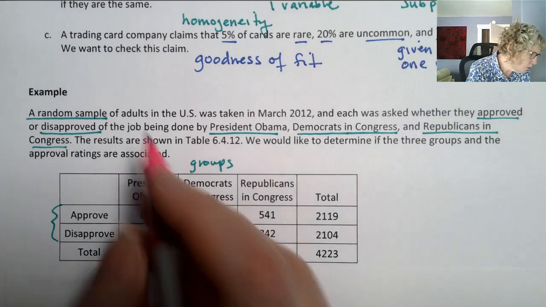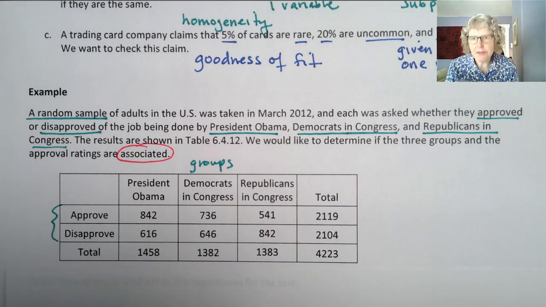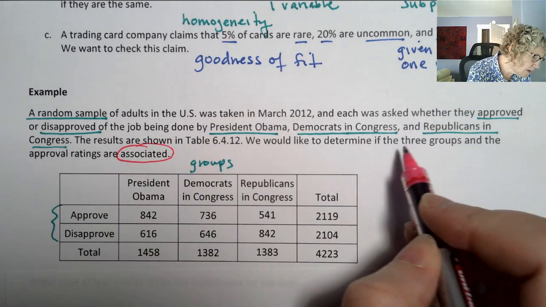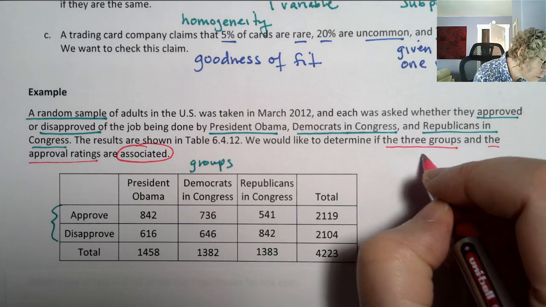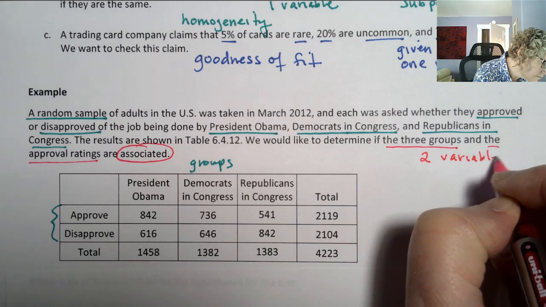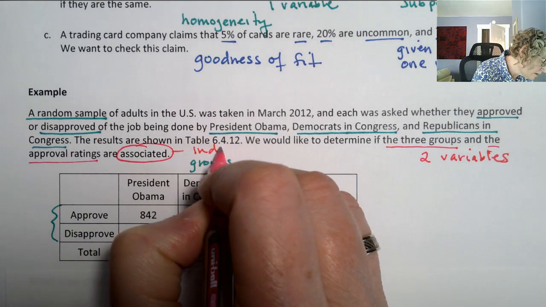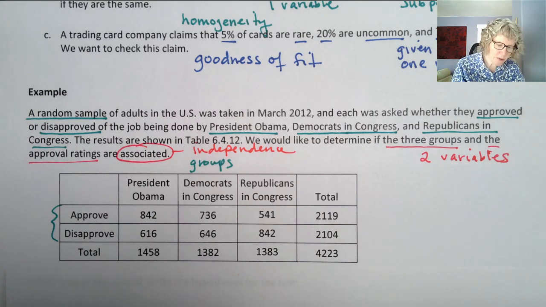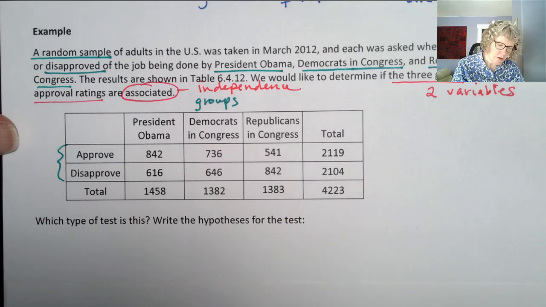And then the other key word here is associated. Associated goes with a test of independence because we're talking about 2 variables and whether they are associated, okay? So I could have also highlighted this down here. We'd like to determine if the 3 groups and the approval ratings are associated. So there are our 2 variables, and associated means independence. Okay, great. So we're going to set up a test for independence, and then I'll show you how this test is going to work.